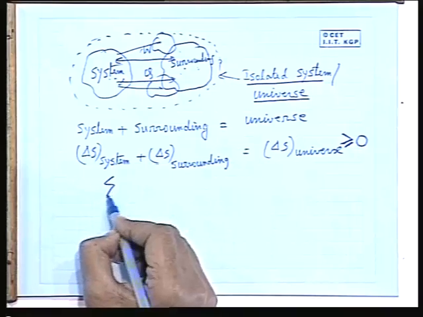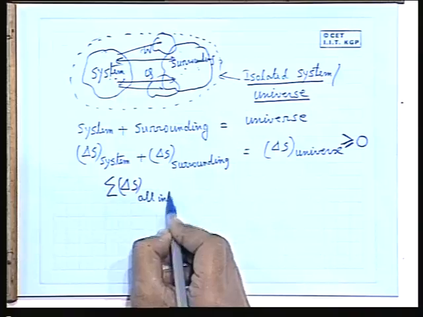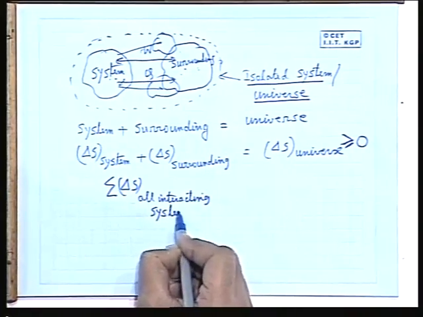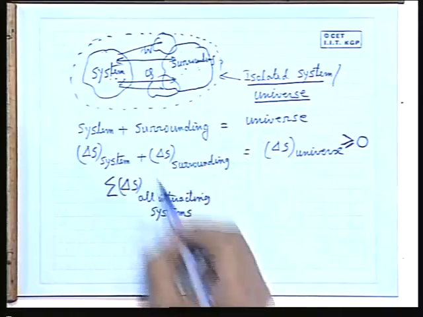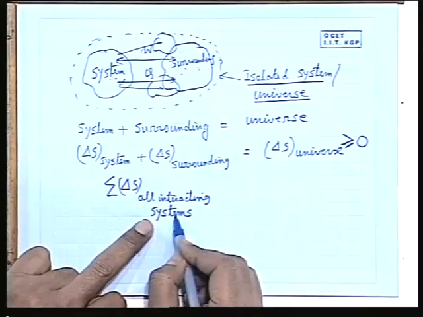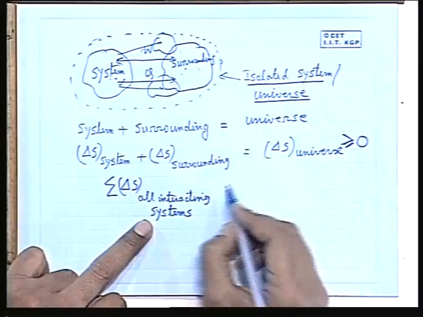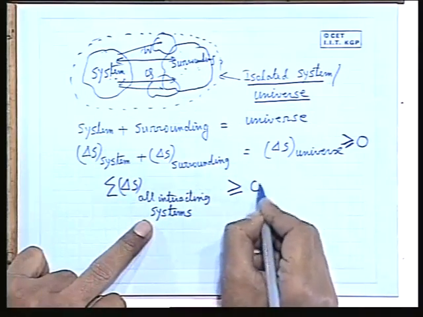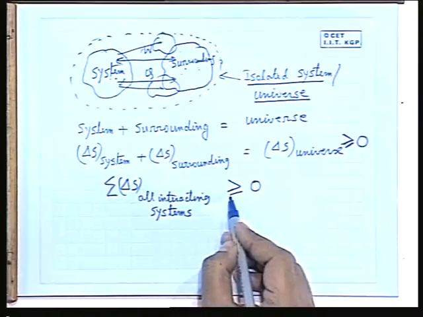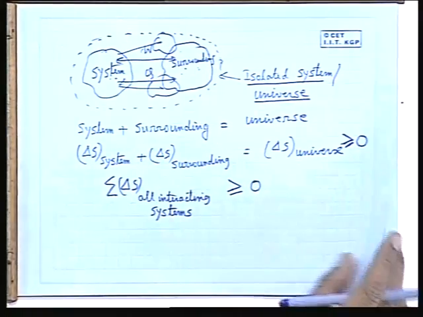This can be written in a broader sense, delta S algebraic sum of all interacting systems. That means if we can define an isolated system consisting of many interacting systems, where the interactions take place between the systems only, nothing else, so that all of them together define a universe or an isolated system, then this becomes greater than or equal to 0, depending upon whether these interactions are reversible or irreversible. For reversible it equals 0, but for an irreversible it is greater than 0. All right.